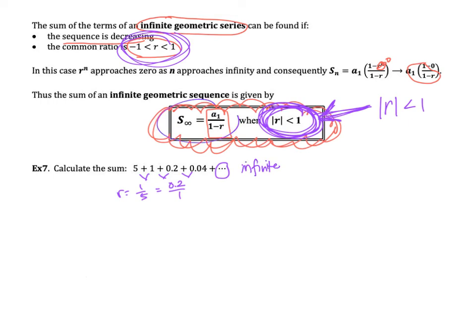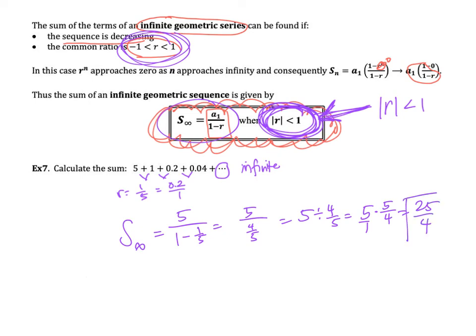So I'm going to use this formula up here. The sum to infinity equals the first term divided by 1 minus the common ratio. So I get 5 divided by 4/5. 5 divided by 4/5 is the same as, we multiply, flip that fraction upside down. So my answer is just 25/4. You might want to write 6 1/4, or you might want to write 6.25. We don't care. All of those are the same answer.